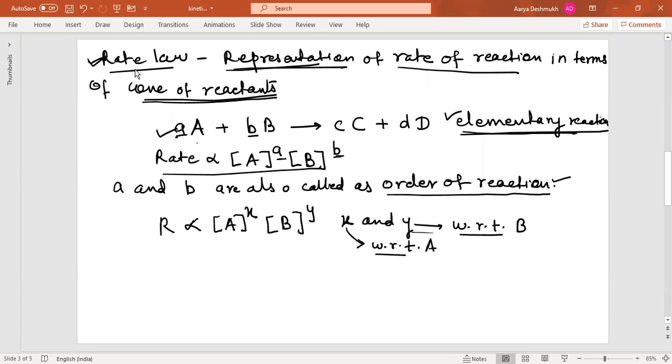Now, as I told, this is for the complex reaction. Before coming to the complex reaction, let us go back to the elementary reaction. In an elementary reaction, what are the stoichiometric coefficients? These are A and B. So the stoichiometric coefficients A and B will be the order of the reaction. Whatever is the value of A and B, that will be the order of the reaction for an elementary reaction.